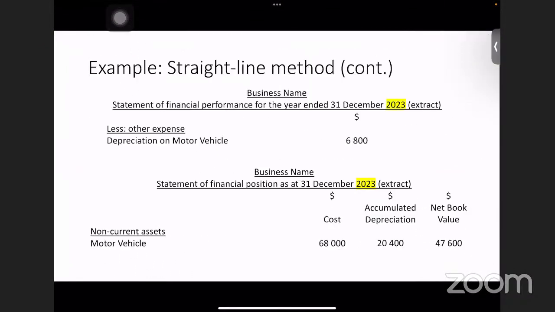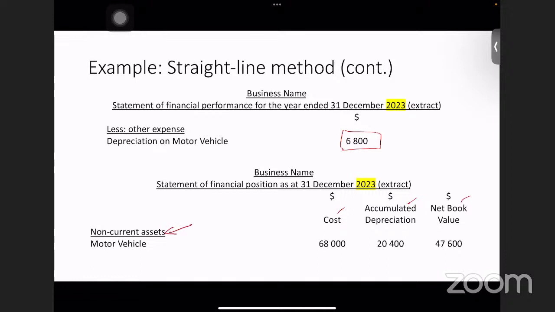So that was for 2022. Then for 2023 is the same thing because it is a straight line method. So my depreciation still remains the same. Then this time around, also same position. I will show these three. I will still show NCA as my header.